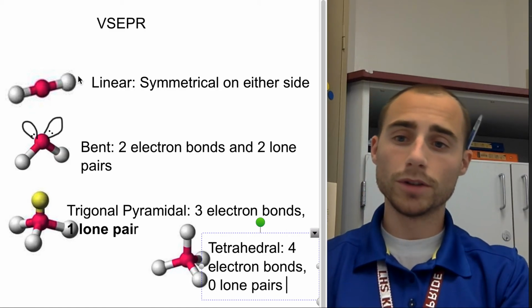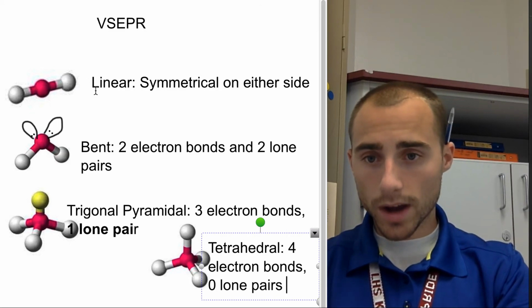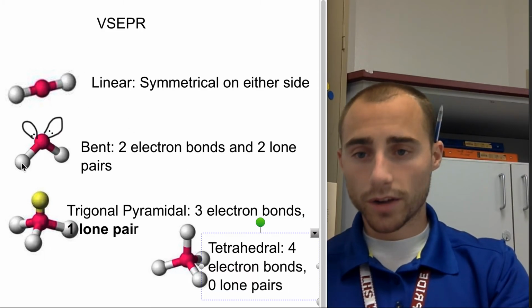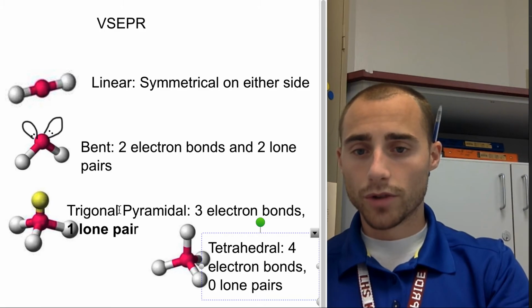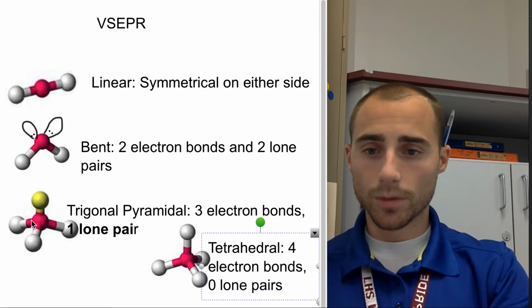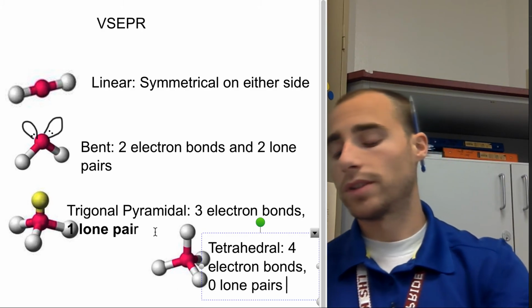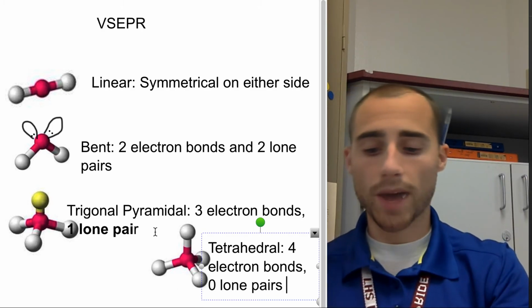So you can compare those. Linear, 2 bonds, and they're symmetrical on either side. Bent is 2 electron bonds and 2 lone pairs. Trigonal pyramidal is 3 electron bonds and 1 lone pair, and then tetrahedral is 4 electron bonds and 0 lone pairs.